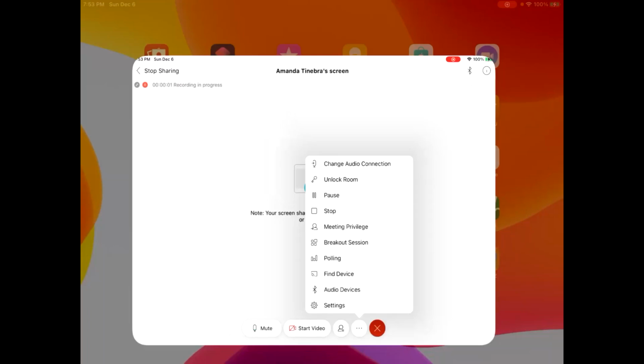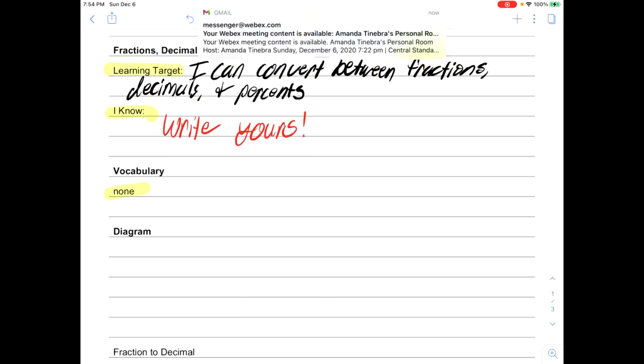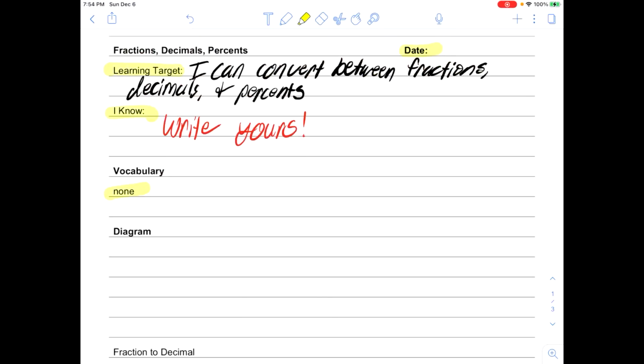For today's video, we're talking about fractions, decimals, and percents. So our learning target today is I can convert between fractions, decimals, and percents. Please write down the date that you're watching this video and write down what you already know about converting between fractions, decimals, and percents. And then we have no vocabulary today. So pause the video here, make sure you get all that written down, and start when you're ready.